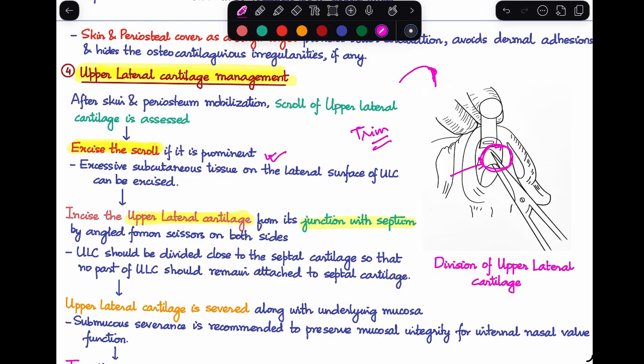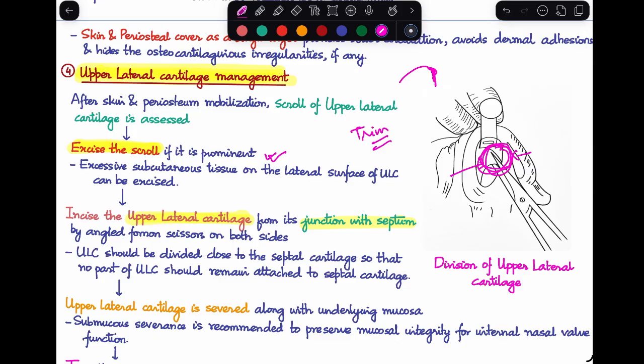So at this step, what have we done? After you have mobilized the skin and the periosteum, first we will assess the scroll of the upper lateral cartilage. Then we'll excise the scroll if it is too prominent. If there is excess subcutaneous tissue, we'll be excising that. Then we will be incising the upper lateral cartilage at its junction with the septum. And we'll try to stay as close to the septum as possible, so that no part of the upper lateral cartilage is attached to the septum.